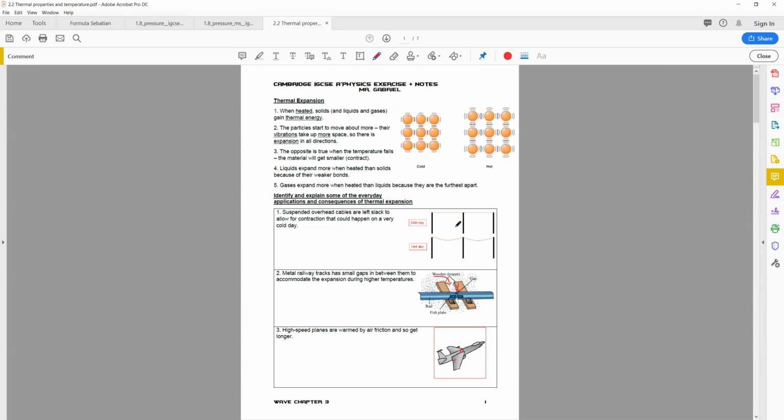Sir, 2019, the 2.0 isn't the WB, right? What do you mean WB? Oh, it's not in the workbook. Yeah.